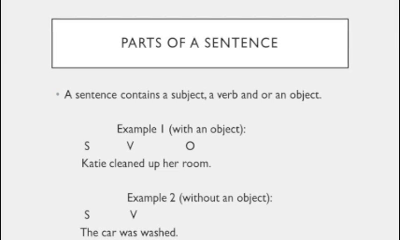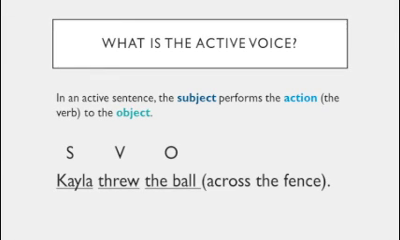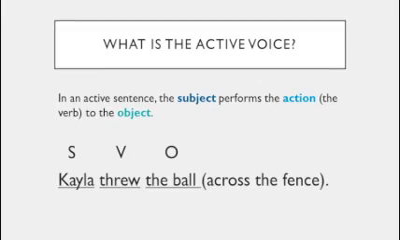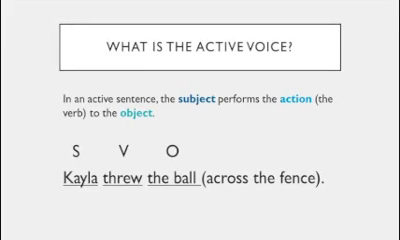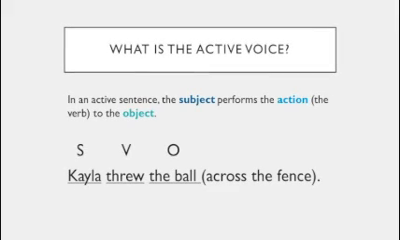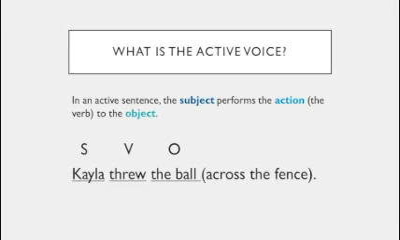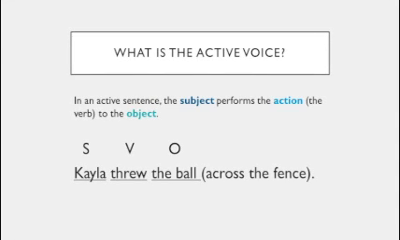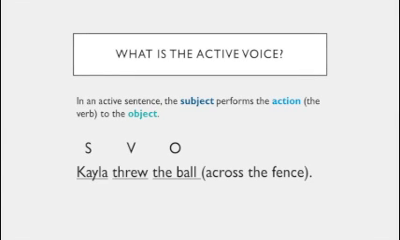Now, with that in mind, we now need to identify what an active sentence is, or what we mean by the active voice. Now, in an active sentence, the subject performs the action, which is the verb, to the object. So, Kayla threw the ball across the fence. Now, we could include the across the fence as extra information, okay? So the sentence is Kayla threw the ball. In this case, Kayla is the subject, the verb is threw, and the object is the ball. So Kayla is the one performing the action, which is the verb, to the object, which is the ball. So that's our first example.